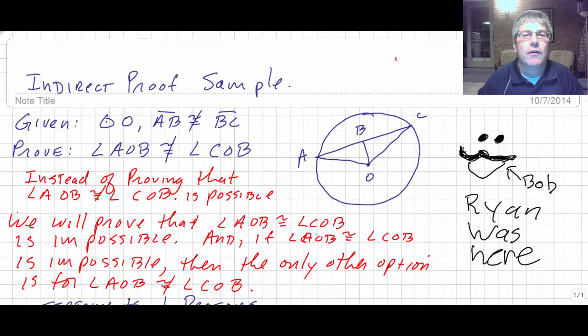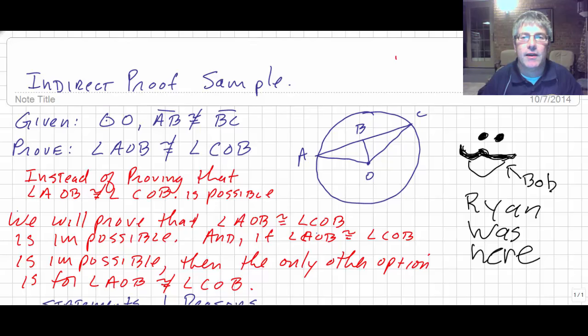So let's begin our sample problem here, our sample of an indirect proof. And it appears that Bob and Ryan were here. We've had a little visitor.